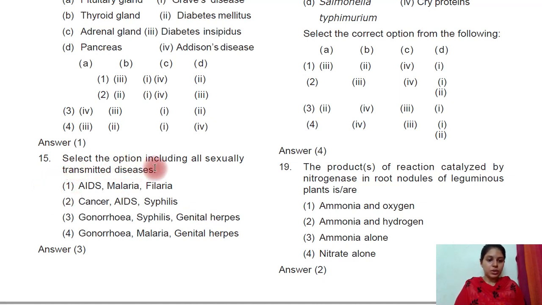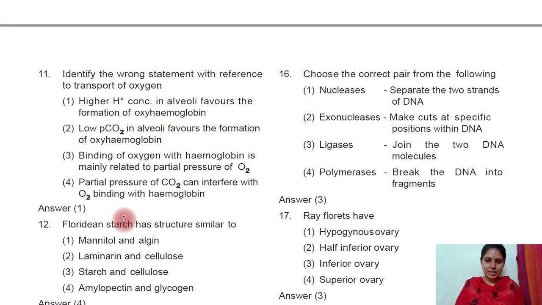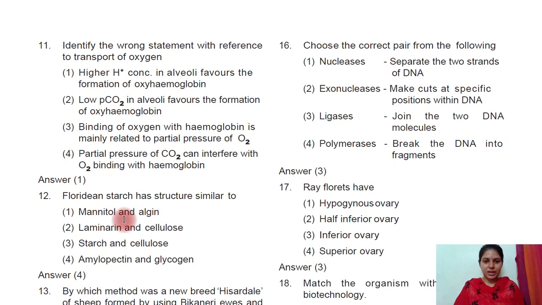Select the option including all sexually transmitted diseases. Now malaria and all is not sexually transmitted. So straight away we'll move on to gonorrhea, syphilis and genital herpes. So that's the right answer. Such an easy question paper, no friends?